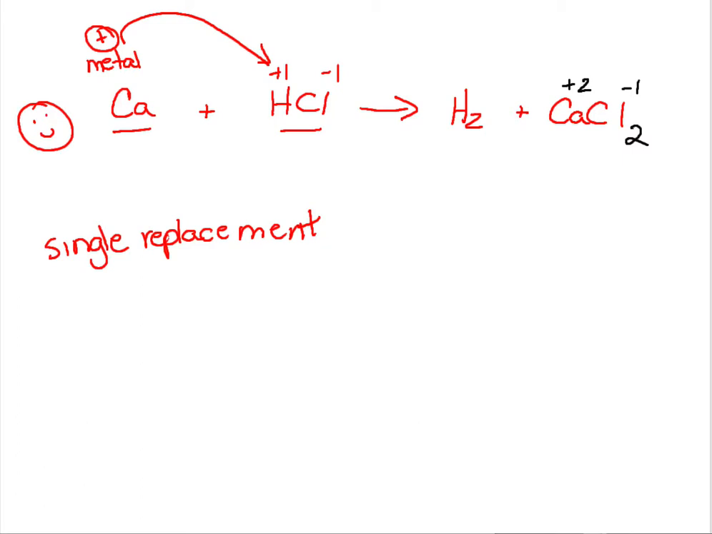Okay, so just to balance this real quick, I've got 1 calcium here, 1 calcium here. I've got 1 hydrogen, but 2 hydrogens. So I'm going to put a 2 in front of there. Now I have 2 hydrogens and 2 chlorines, and I'm done. I want you to take some time and draw this out with the line and write them down so you can see how that was done.